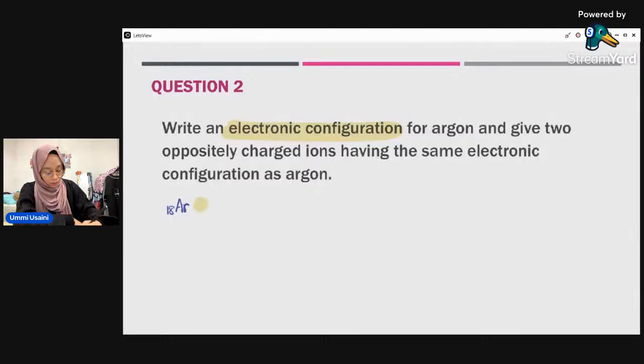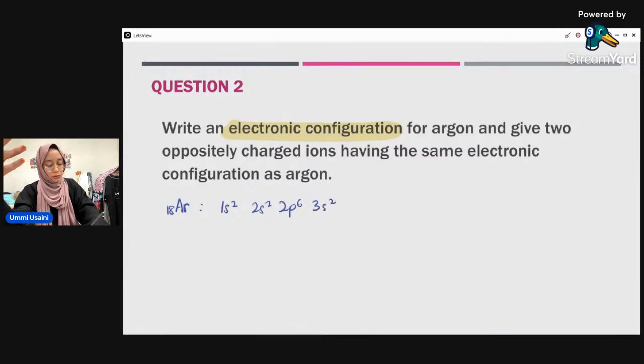So, paling senang sebenarnya, kalau dia tak minta orbital diagram, paling senang kalau Miss bagi je dalam bentuk SPDF notation. So, 18 electrons, so 1s2, 2s2, 2p6, 3s2, 3p6. Okay, so this is the electronic configuration for argon.